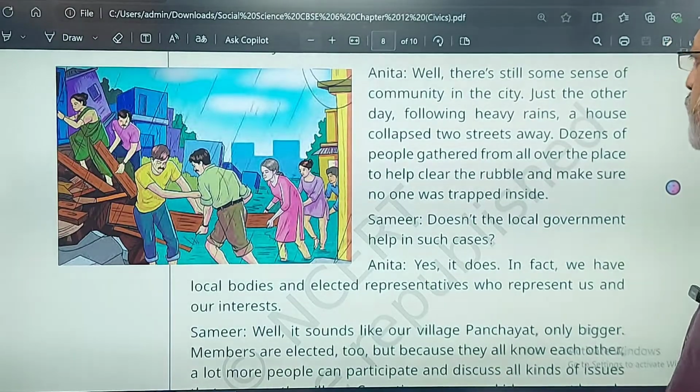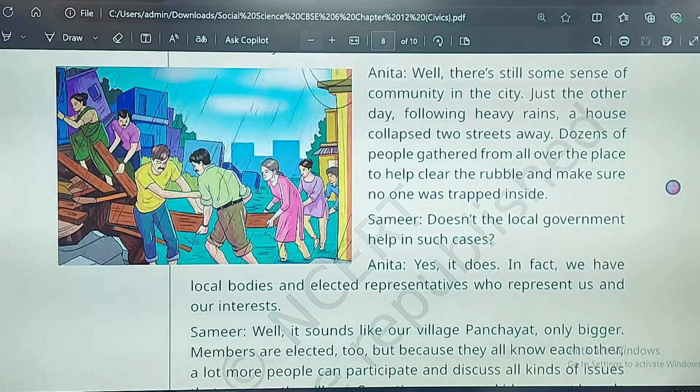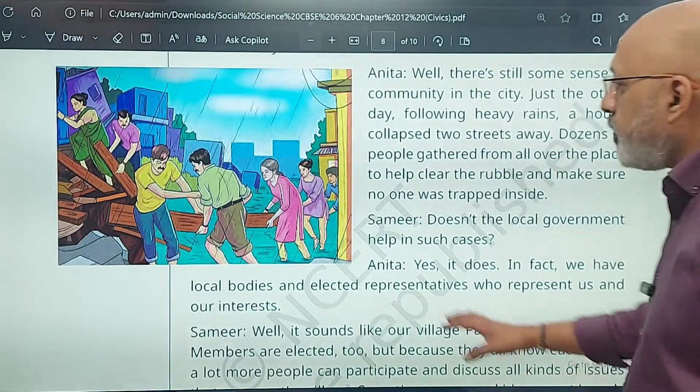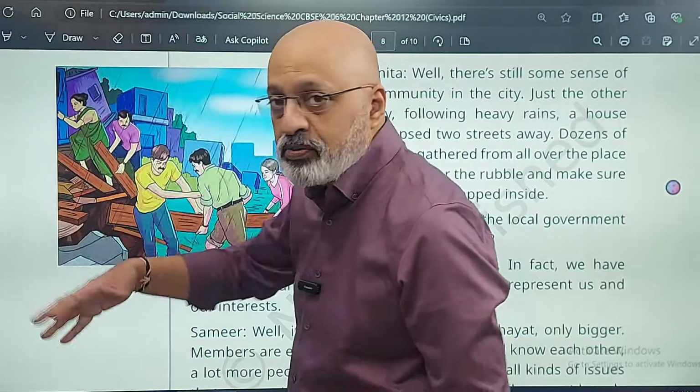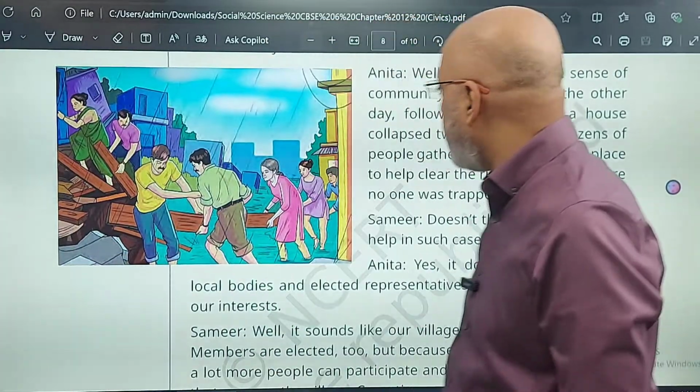That city, maybe there is a sense of community. Just the other day, following heavy rains, a house collapsed two streets away. Near my house, there was a house which collapsed in the heavy rains. This is seen quite a lot in many cities.